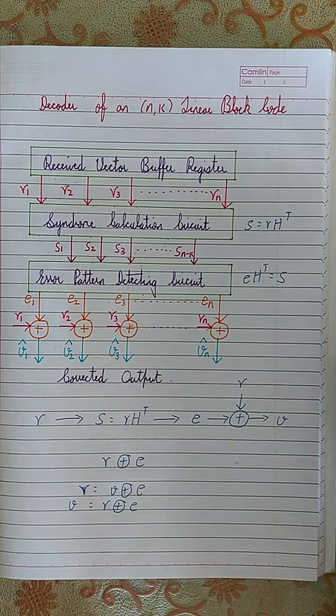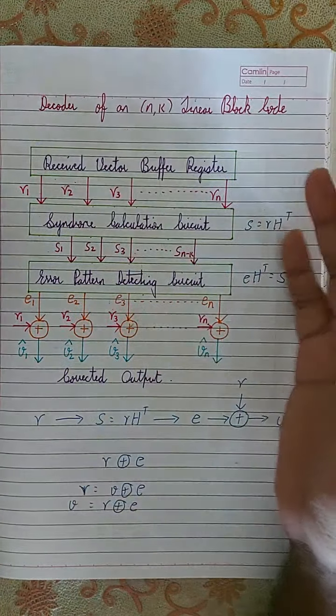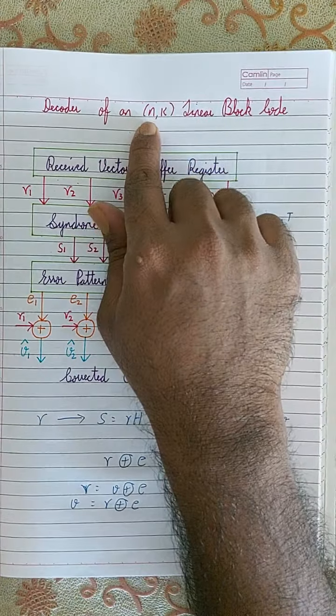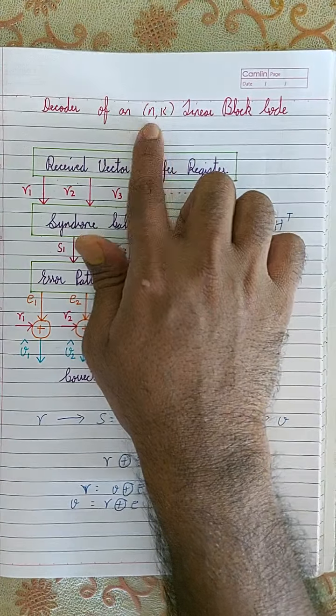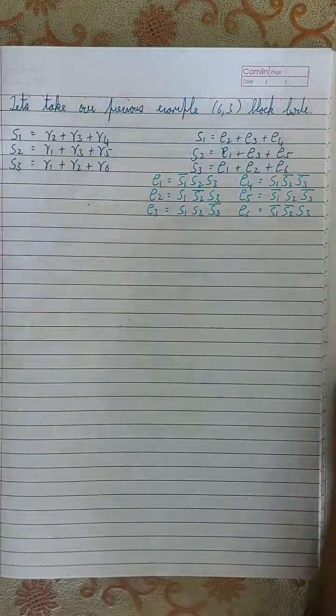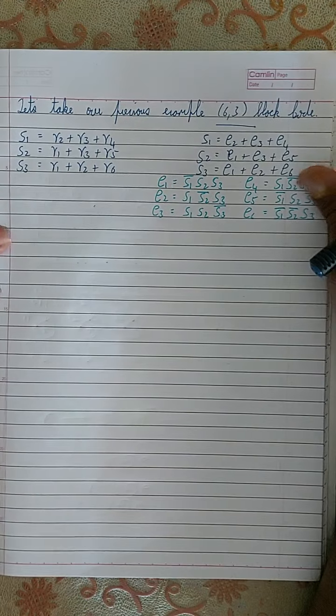Very easy, right? What is more important than the actual block diagram, as I always used to say, is the problems. So this is an (n,k) linear block code. Let's put some numbers on it. We'll take the same previous example that we used, the 6-3 block code.